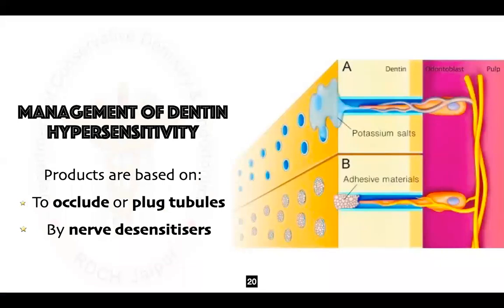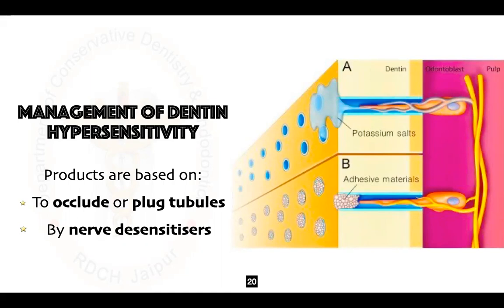Second is nerve desensitizers. You directly desensitize the nerve itself, right? There are other kinds of materials, like adhesive materials, that will actually desensitize the nerve itself. As the nerve is desensitized, your odontoblastic tubules are also blocked, as you can see in that B image.